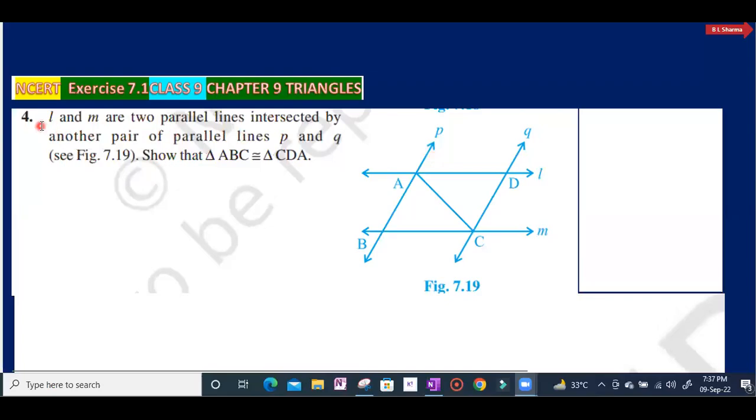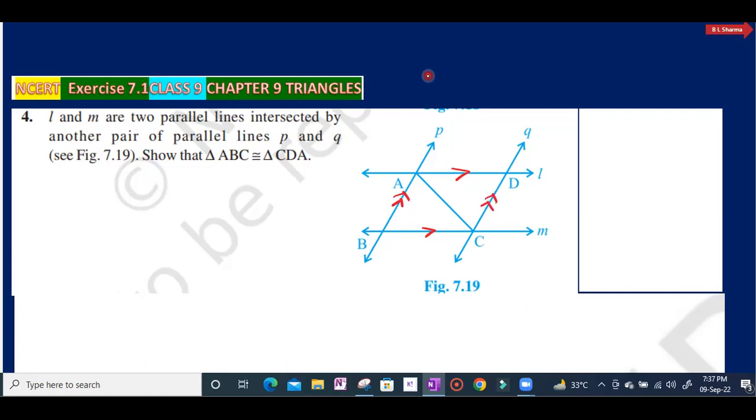Question number 4. L and M are two parallel lines intersected by another pair of parallel lines P and Q. See the figure 7.19. This is a question of exercise 7.1. Show that triangle ABC is congruent to triangle CDA. Yes. L and M are two parallel lines. See, it means what is given, this line and these two lines are parallel lines. And also this P line and Q line, these are also parallel lines.